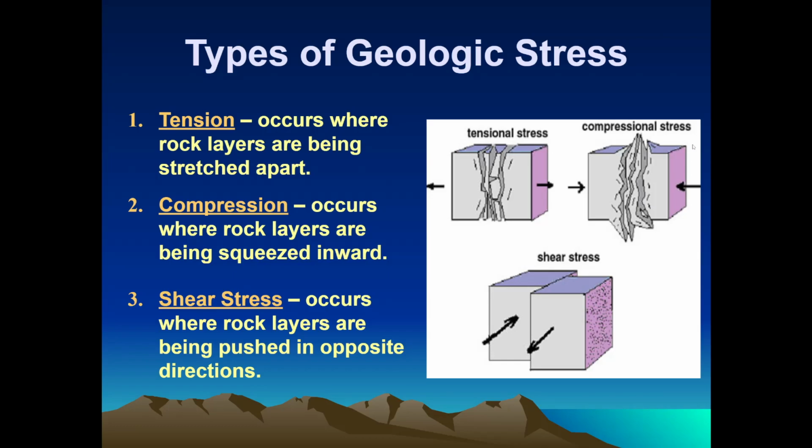When we look at compression, that is pushing things together, and it's being squished and usually comes out in the middle. And then shear stress is this idea of two things rubbing against each other, as opposed to being pushed directly towards or away from each other. So they're not moving towards or away, they're just moving against each other.